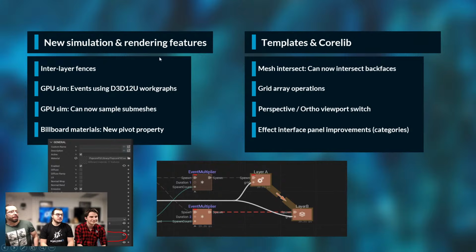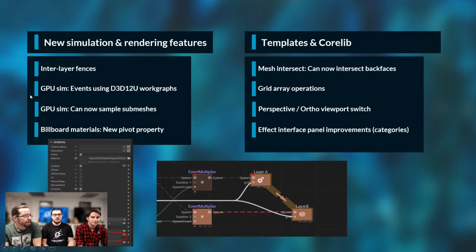So about new simulation and rendering features, we now have interlayer fences. Before, you could use fences inside a layer to say that a bunch of nodes had to wait for other nodes to finish across all particles. Now you can use fences between layers to tell that, for example, layer B has to wait for layer A to finish all its computations. This is useful when you want layer A to write into a grid, for example, and layer B to read from that grid, but it needs to be sure that all particles from layer A have finished processing.